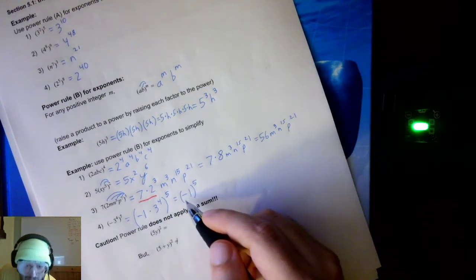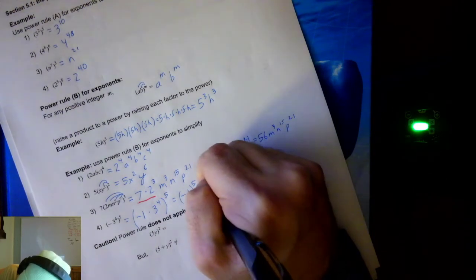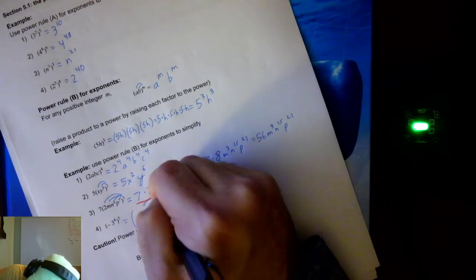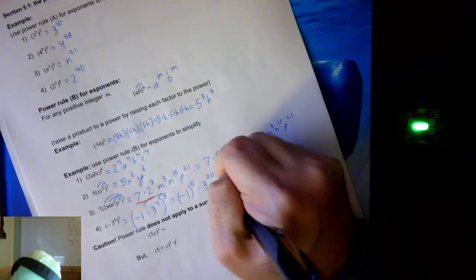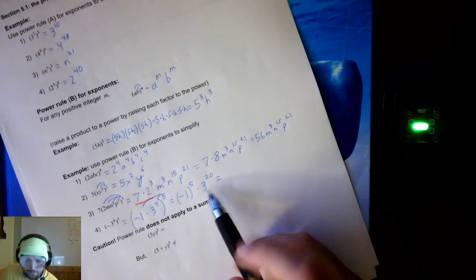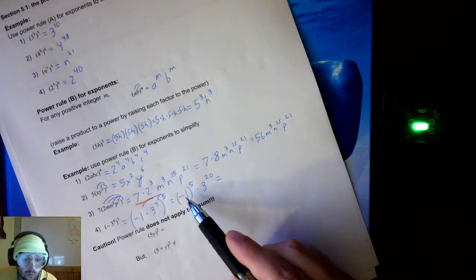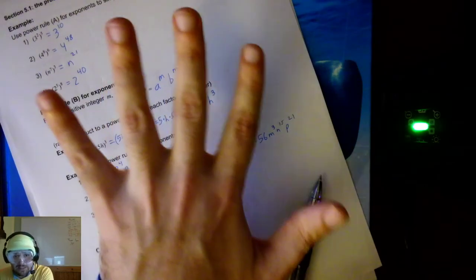I'm going to leave the negative inside the parentheses because the 5 does affect the negative sign. And this will be times, let's see, 3 to the 4th to the 5th, because I'm distributing the 5 to both, will be 3 to the 20, right? 3 to the 20. Now, negative 1 to the 5th, this is an odd amount of negative 1s, isn't it? There's 5 copies of negative 1s.